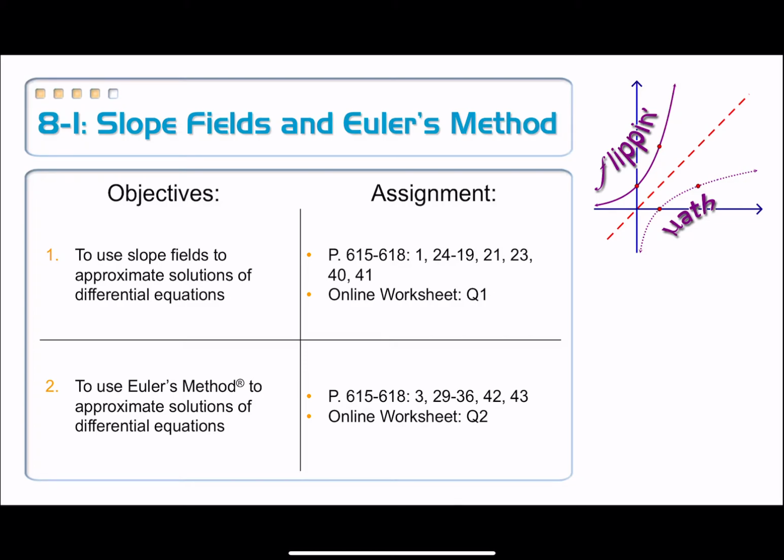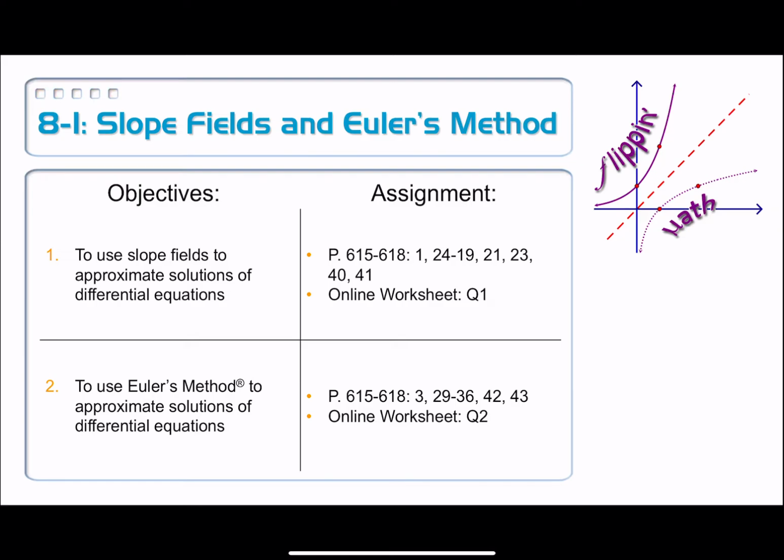The second objective is exclusive to BC. This is a BC only topic. We're using Euler's method to approximate solutions to differential equations. And as we'll see, this is going to be sort of like a course correction. I've gone on some sort of path, and then a little bit along the way, I'm going to have to veer to the left or to the right. I've got to course correct. That's what Euler's method is very similar to.